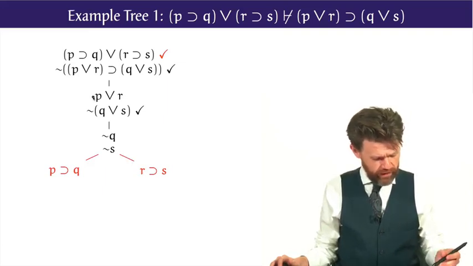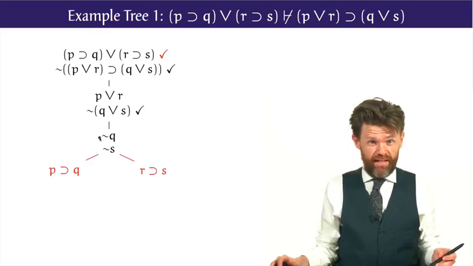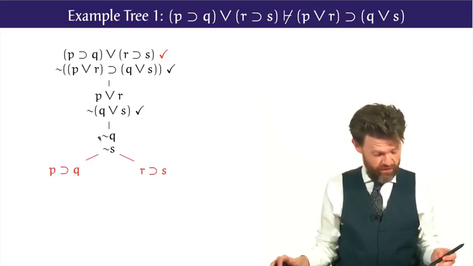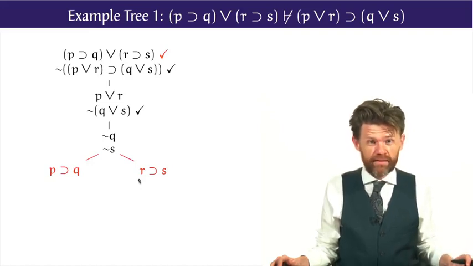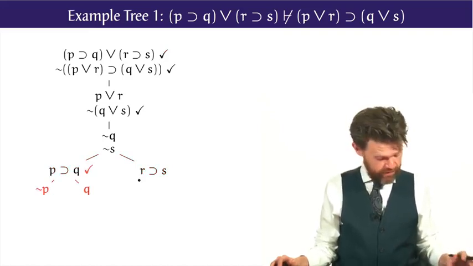And now I've got the formula P or R left to process. The not Q can't have anything to do with that, it just says Q is false, that's left. The P implies Q and the R implies S, that's what's left. So let's start with the P implies Q.